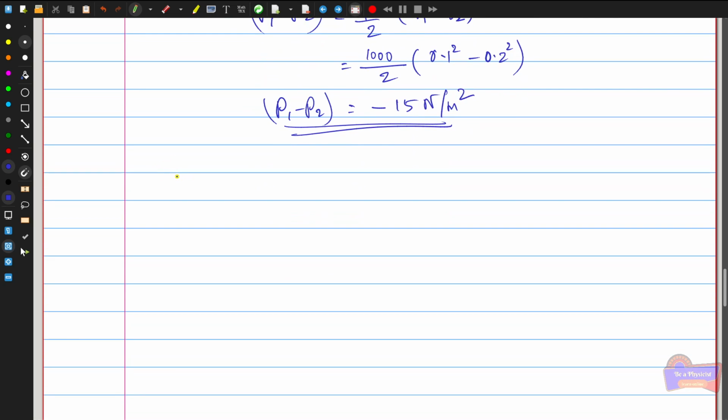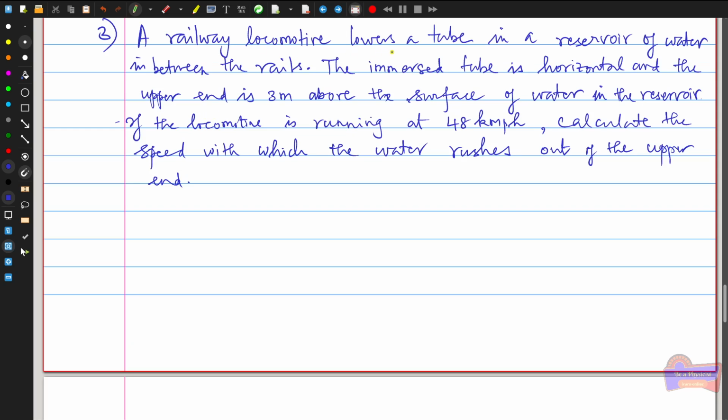The third problem is: a railway locomotive lowers a tube into a reservoir of water between the rails. The immersed tube is horizontal and the upper end is 3 meters above the surface of water in the reservoir. If the locomotive is running at 48 kilometers per hour, you have to calculate the speed at which the water rushes out of the upper end. So this is the problem.